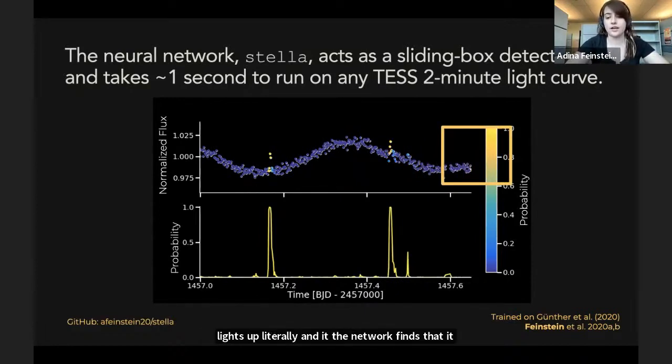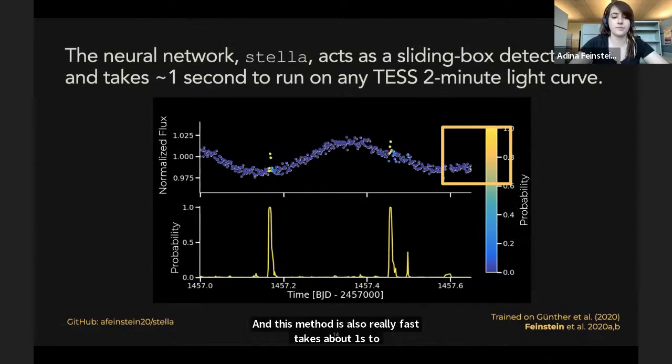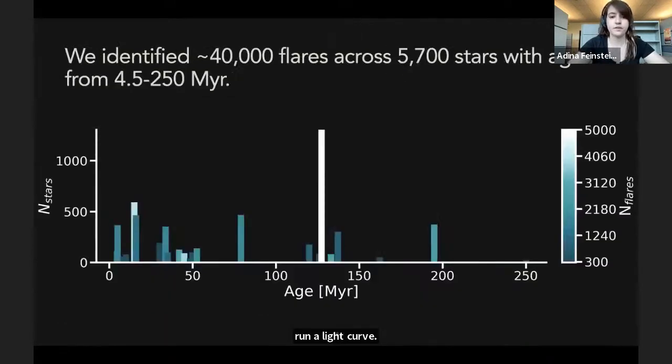And so this is great because now we have a metric, a statistic for flares, rather than something that is or is not. You can say you're 90% confident that this is a flare. And this method is also really fast. It takes about 1 second to run on a light curve. So it's very computationally resourceful.